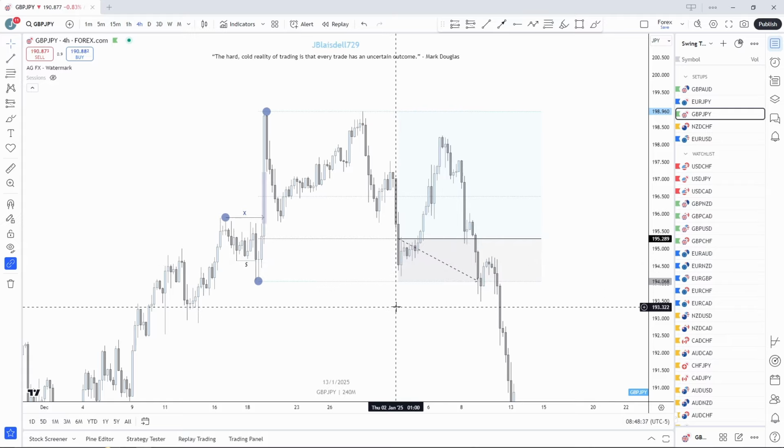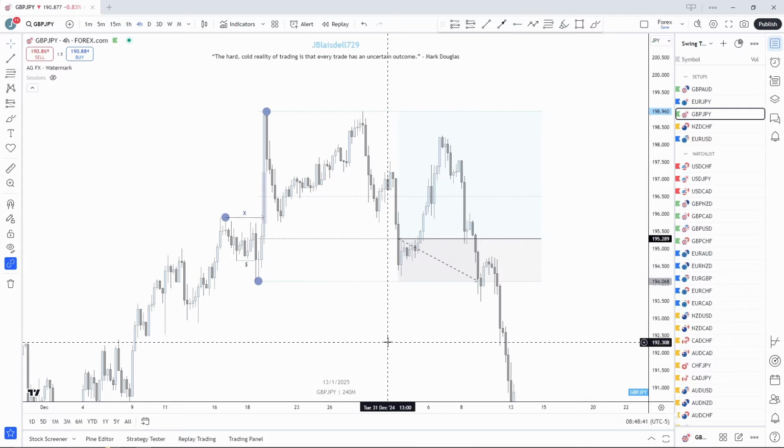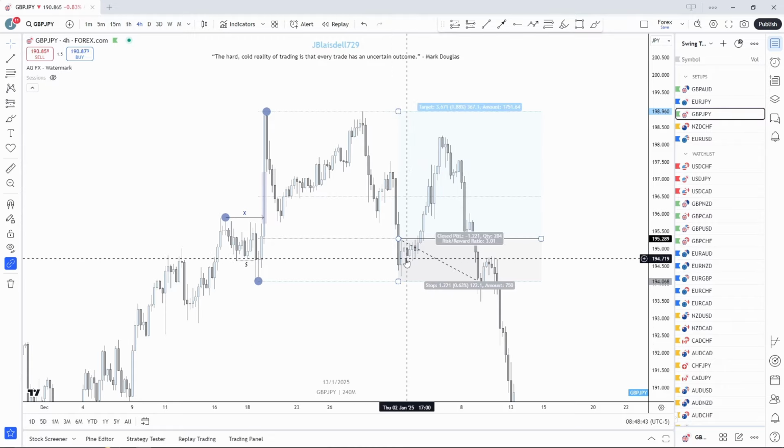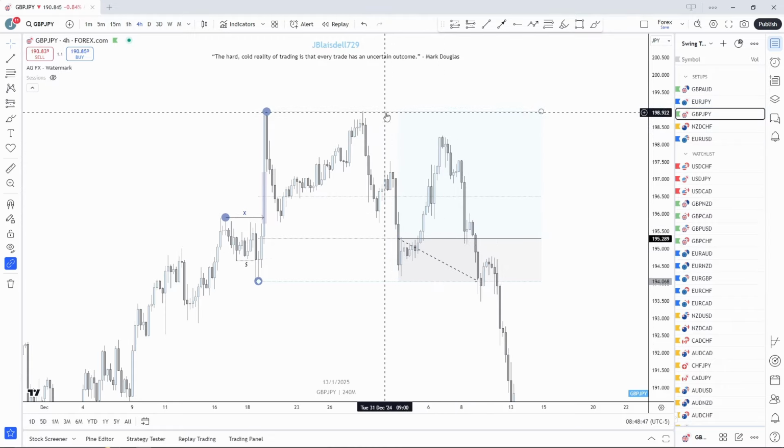I get some questions from students sometimes. I do not care for this. I set and forget my orders. Price ended up tapping me in very aggressively, similar to Euro JPY. Ended up moving towards my take profit.